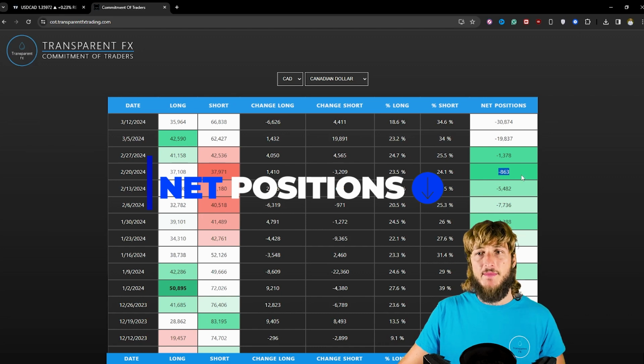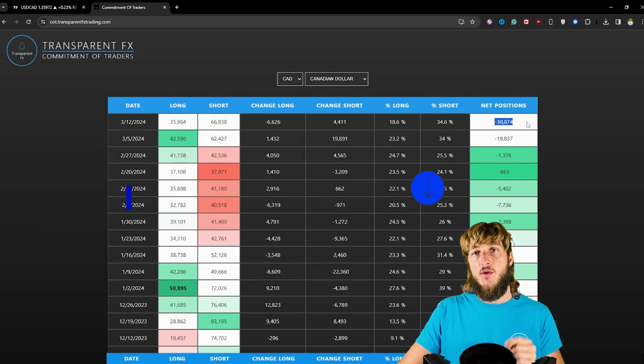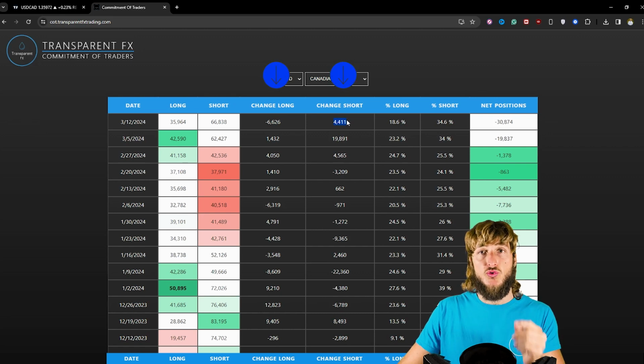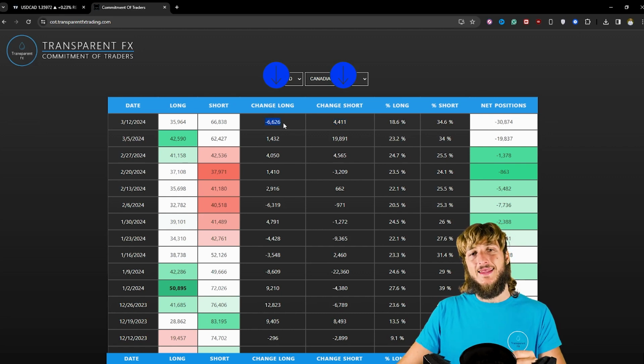We went from having minus 800 net positions to now minus 30,000 net positions, with 4,400 shorts added with the last report and 6,600 longs getting closed.